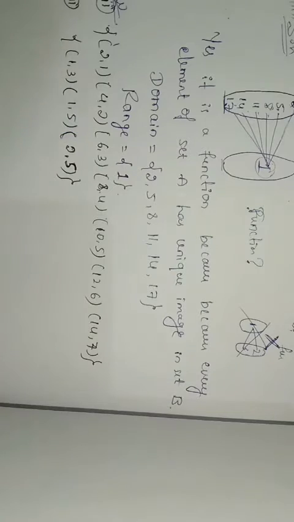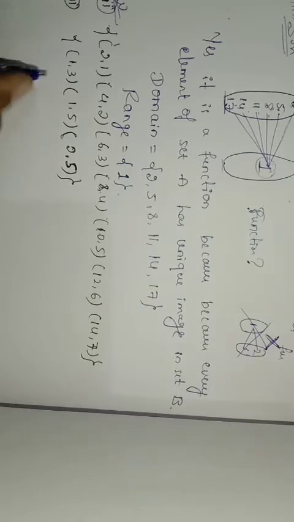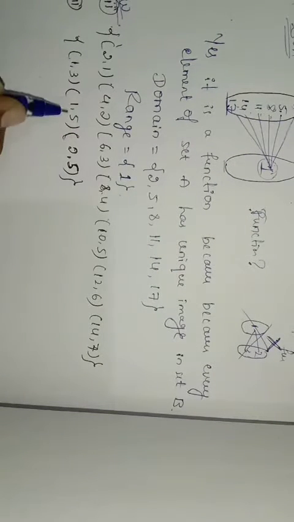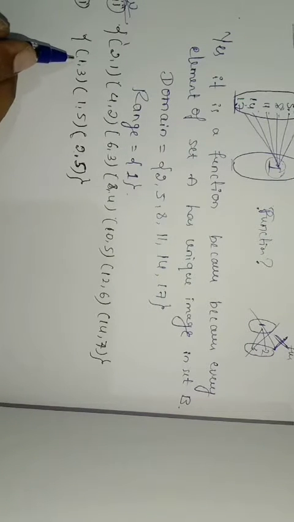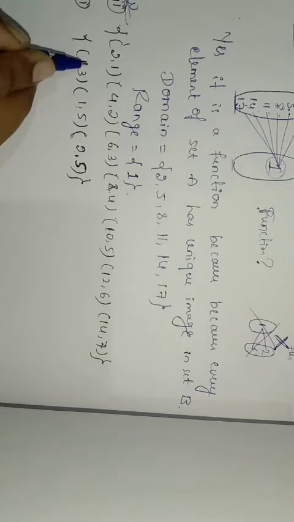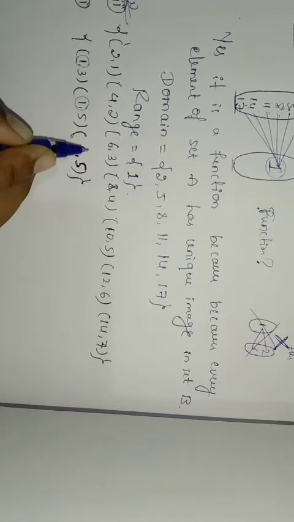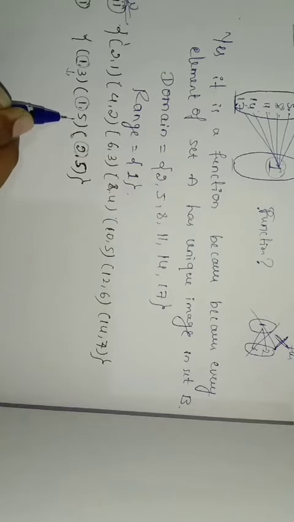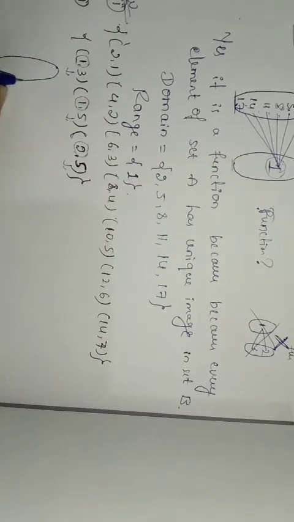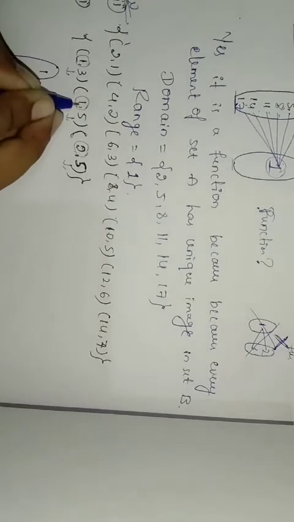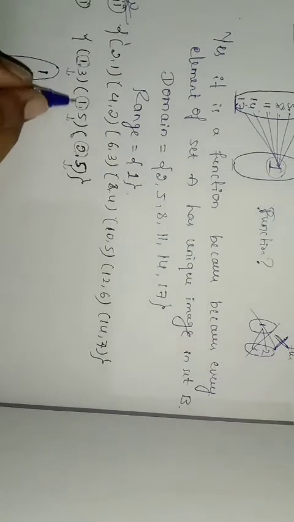See, I will tell you the third one. We have the ordered pairs (1,3), (1,5) and (2,5). See, the first elements, write them in one set, and the second elements, write them in another set. So we have set A, that is 1. Write it only one time, and we have 2 here.